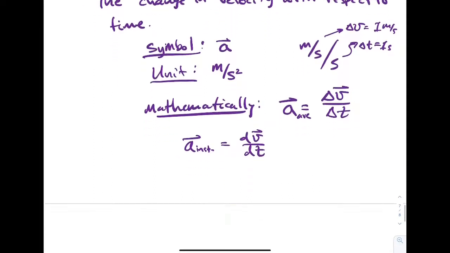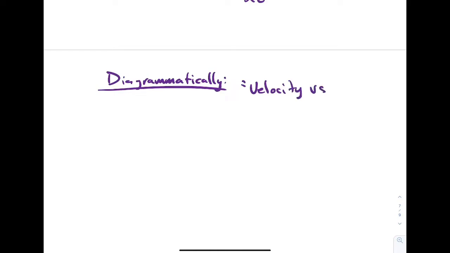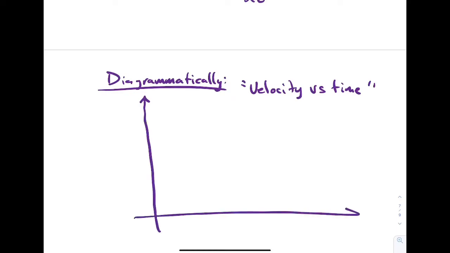So diagrammatically, we forgot to do a diagram, so we could say diagrammatically, we could plot a velocity versus time plot. And so we'll have v in meters per second and t in seconds.